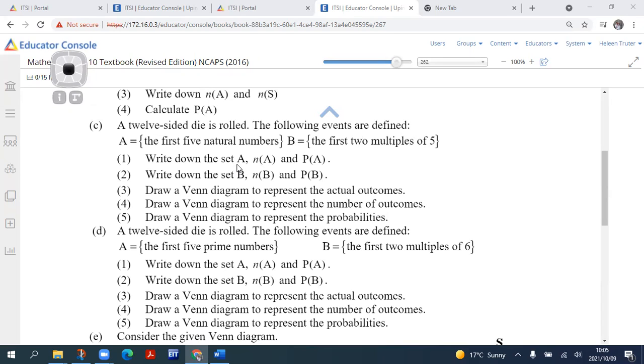Skryf neer die set van A, die n van A en die p van A. Dis hierdie een. Write down the set of B, the n of B and the p of B. So dis die waarskynlikheid, dis die aantal elemente en set of B gaan ons nou die 5 en die 10 wees. Dan moet jy weer die 3 verskillende Venn-diagramme teken. Een met die actual uitkomstes, die aantal uitkomstes en die waarskynlikheid. Probeer. Pause die video en dan probeer jy.